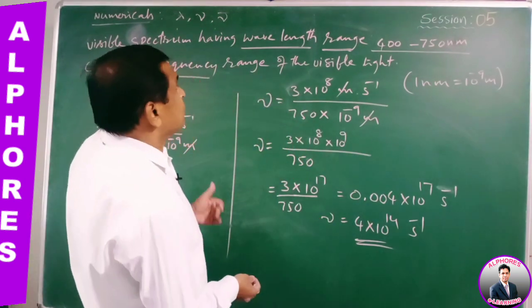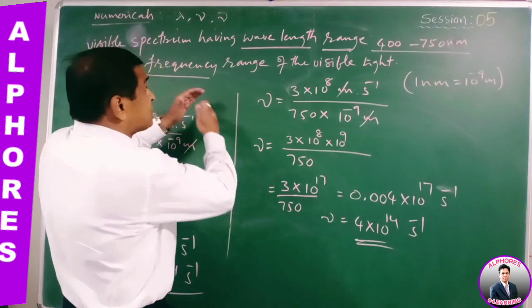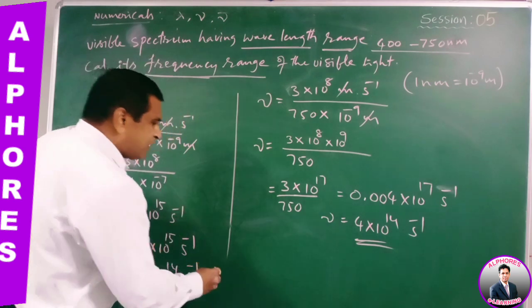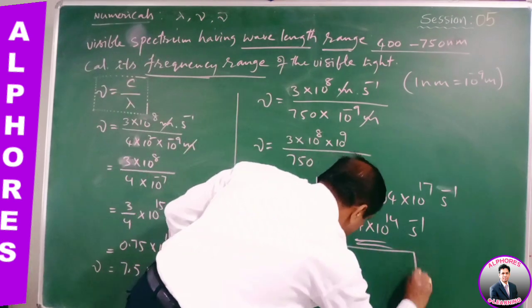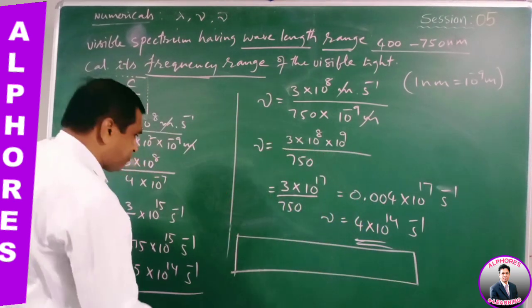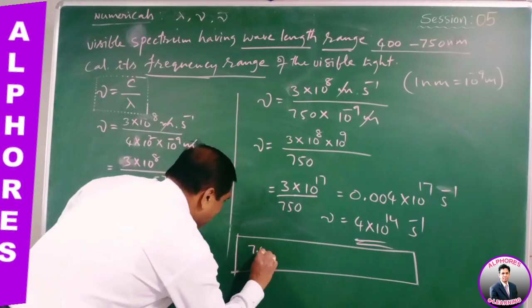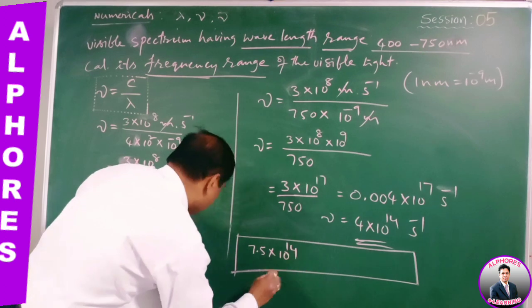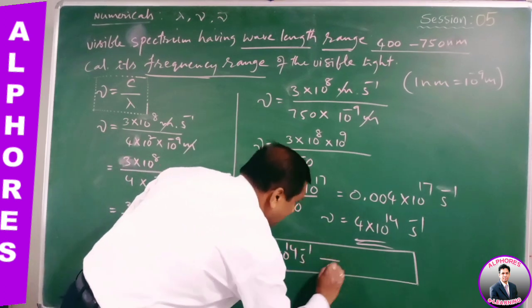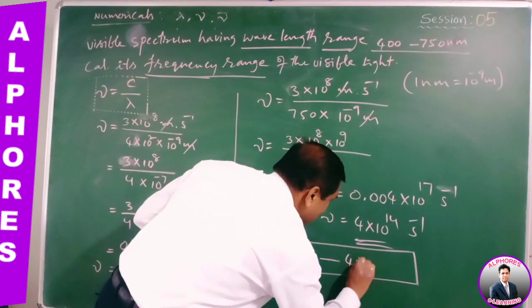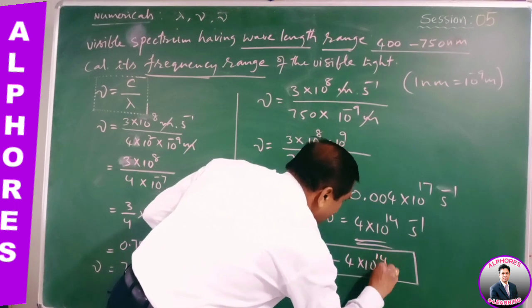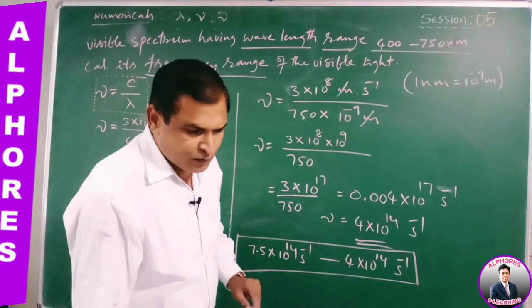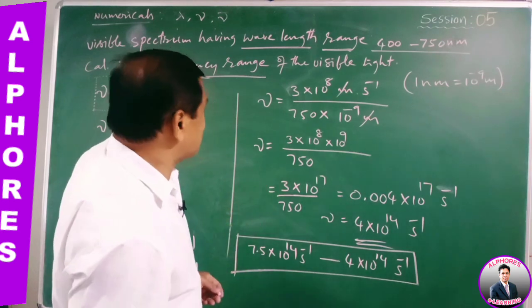Okay, then what is the frequency range? He is asking the frequency range of the visible light. So the frequency range we can say is 7.5 into 10 to the power 14 per second to 4 into 10 to the power 14 per second. That is the frequency range of the visible spectrum, that is visible light.